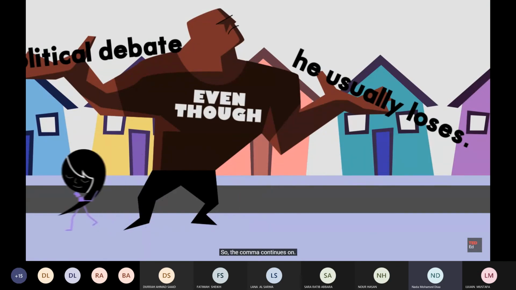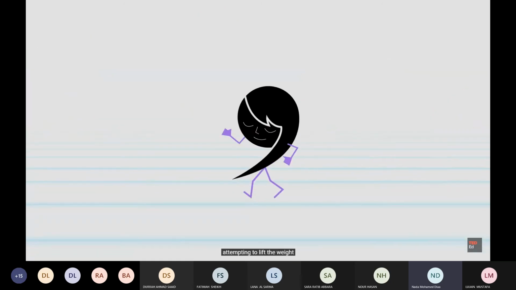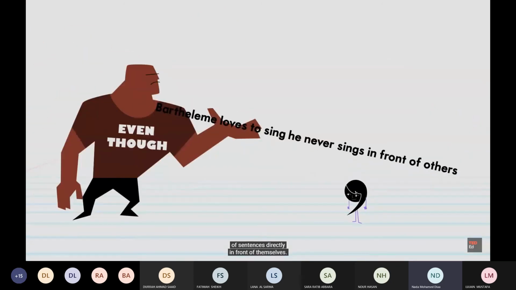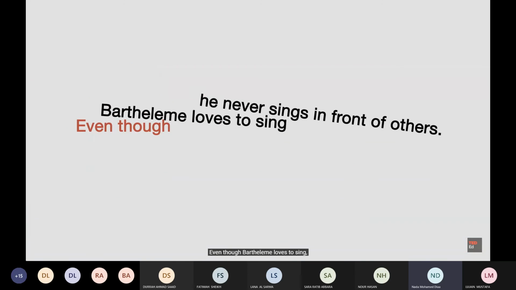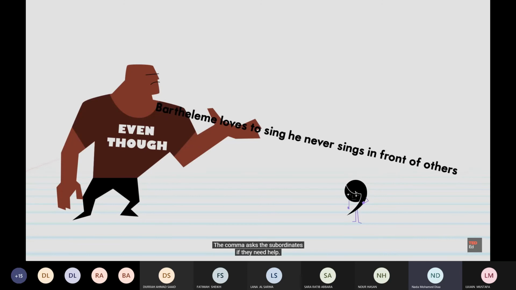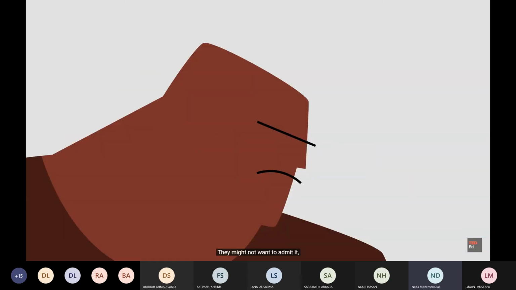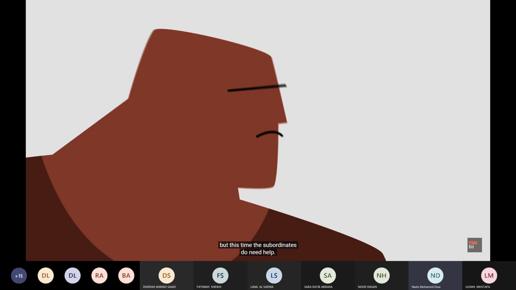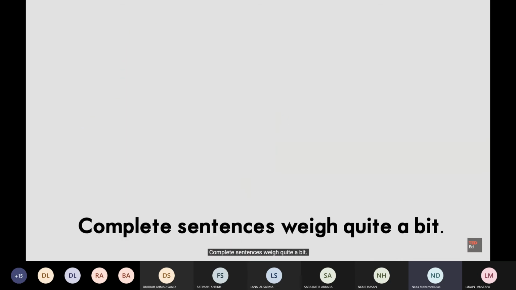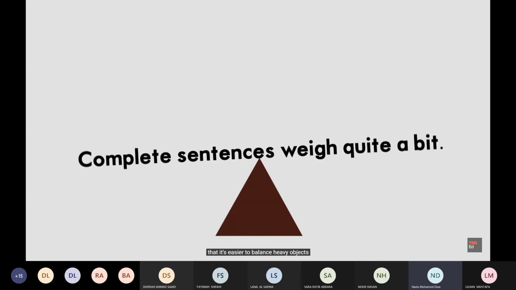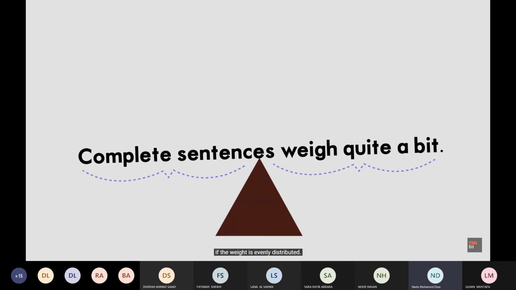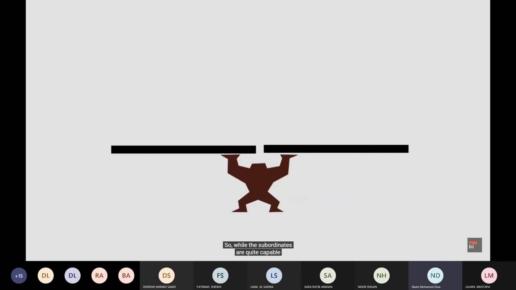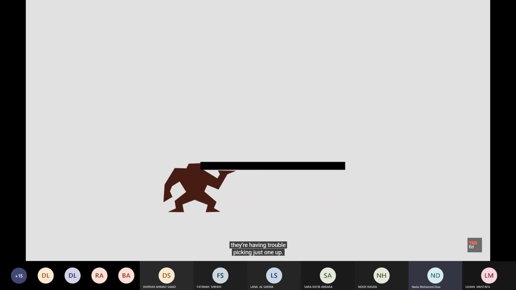So the comma continues on. Soon, she sees a couple of subordinates attempting to lift the weight of sentences directly in front of themselves. Even though Bartholomew loves to sing, he never sings in front of others. The comma asks the subordinates if they need help. They might not want to admit it, but this time the subordinates do need help. Complete sentences weigh quite a bit. Simple physics tells us that it's easier to balance heavy objects if the weight is evenly distributed. So while the subordinates are quite capable of balancing 2 complete sentences when carrying the weight on both sides, they're having trouble picking just one up.